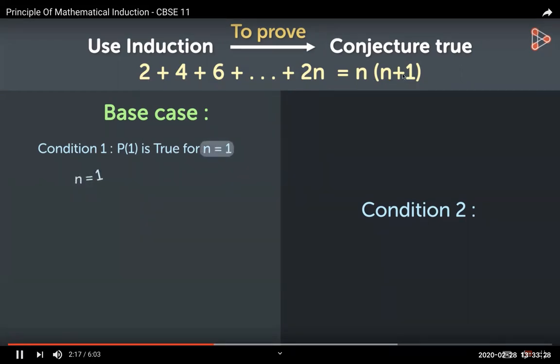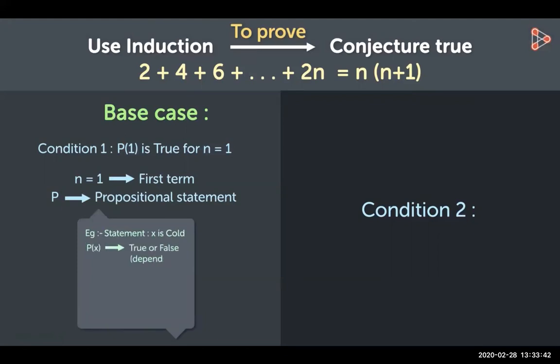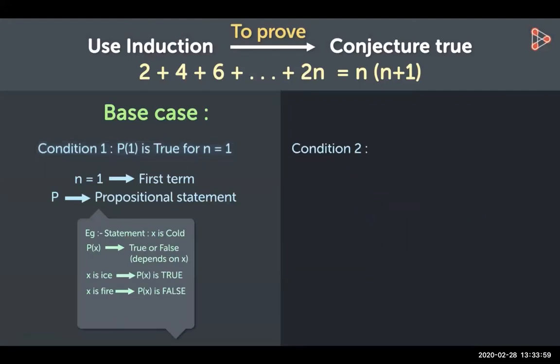Here n is equal to 1, a propositional statement that has a definite value. This value can be true or false. Suppose we have the statement x is cold. Then P of x can be true or false depending on what x is. When x is ice, P of x is true, and when x is fire, P of x is false. Okay, so we know the first condition to prove a statement true. The second is a conditional property, also called the inductive step.